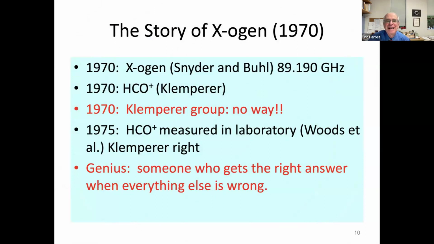Now, the story of HCO+ is an interesting story, and I thought it was an amusing one also. As I said, in 1970 this molecule, whatever it was, was seen at one frequency by Snyder and Buell at 89 gigahertz. So this is radio astronomy. My research advisor said that he knew the molecule doing the emitting was HCO+: hydrogen, a carbon, and oxygen with a plus sign.